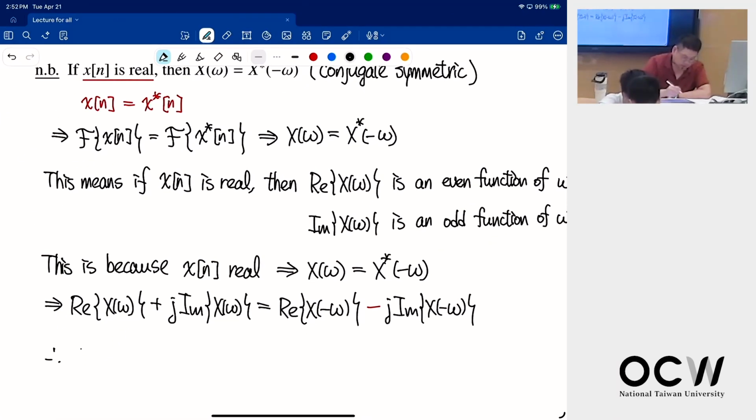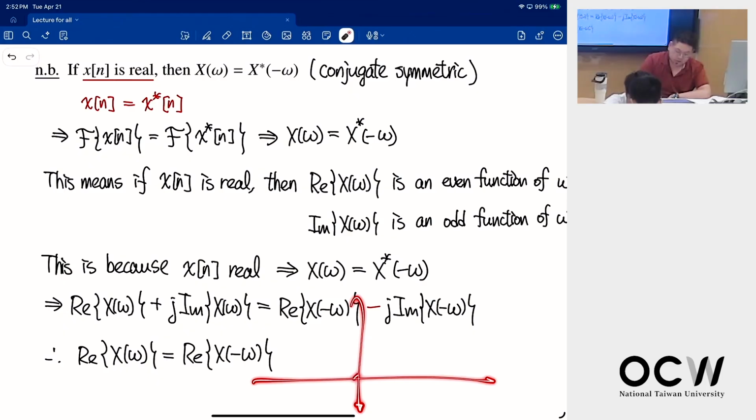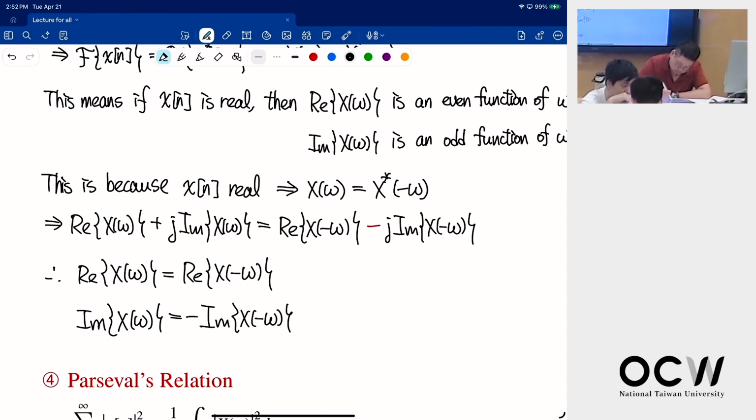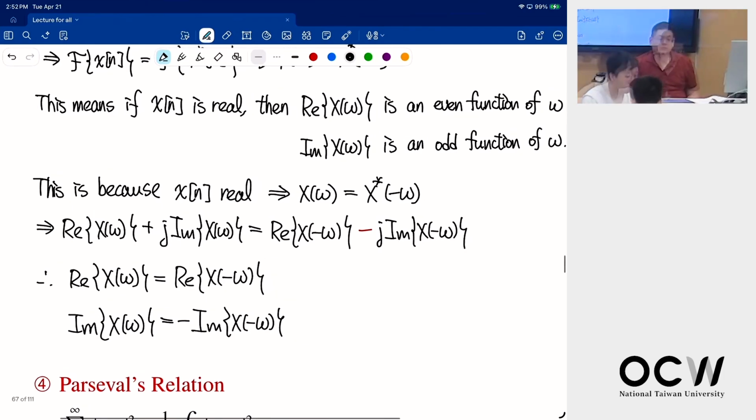So the real part should be equal to the real part on the right hand side, that's minus omega, I flip. So this one, I flip here, is the even function. The imaginary part will be an odd function. Okay.